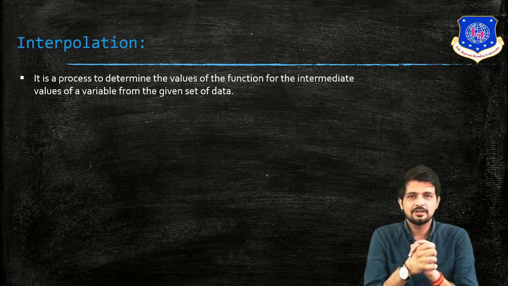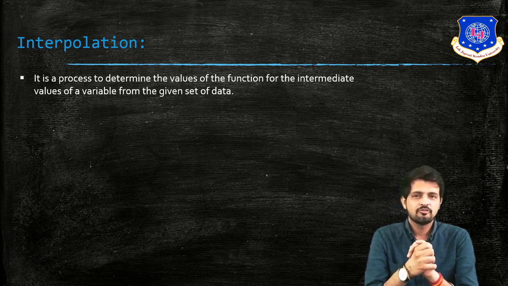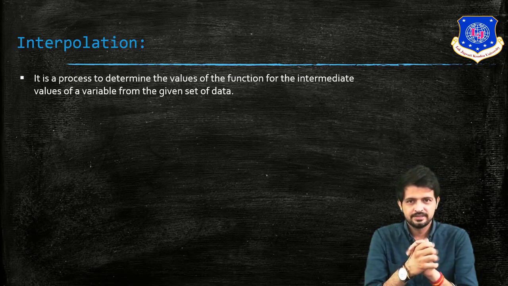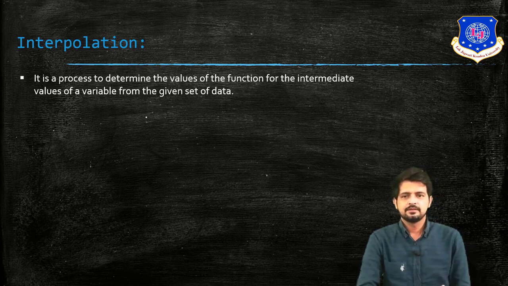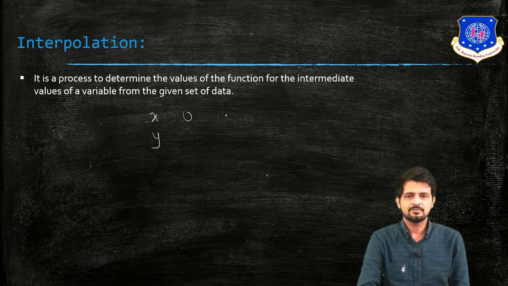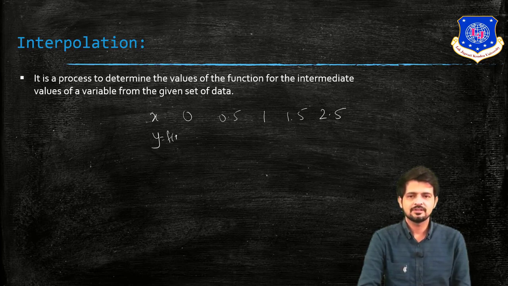It is the process to determine the values of the function for the intermediate values of a variable from the given set of data. See, this is the definition, but to understand this, let us consider a set of values. For example, the set of values for x and y are given like this. The values of x are given, then the values of y is equal to f of x are also given.